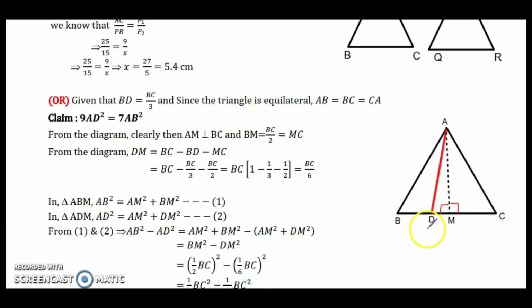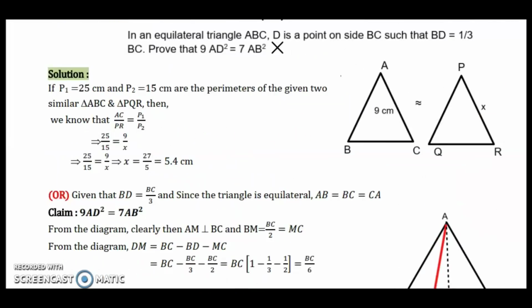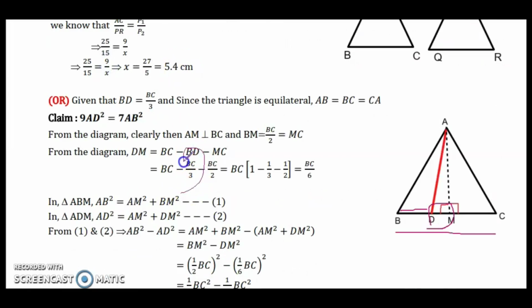Now what is the portion of DM? The portion of DM equal to BC minus BD minus MC, right? I think everybody understands what is going on. Remember, I have to put everything in one format. I am writing everything in terms of BC. Therefore, BD is given in the problem as 1 by 3 into BC. Therefore, convert it into BC by 3.